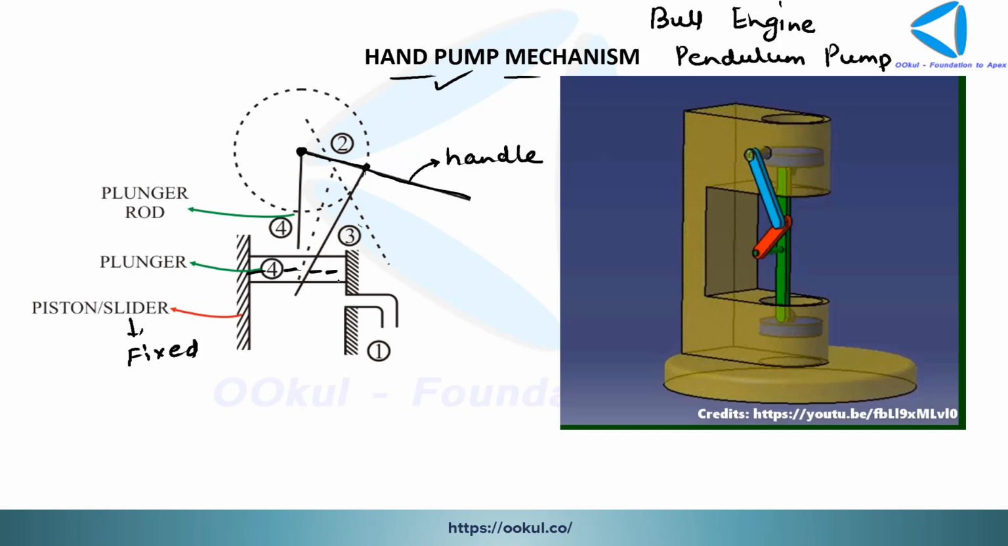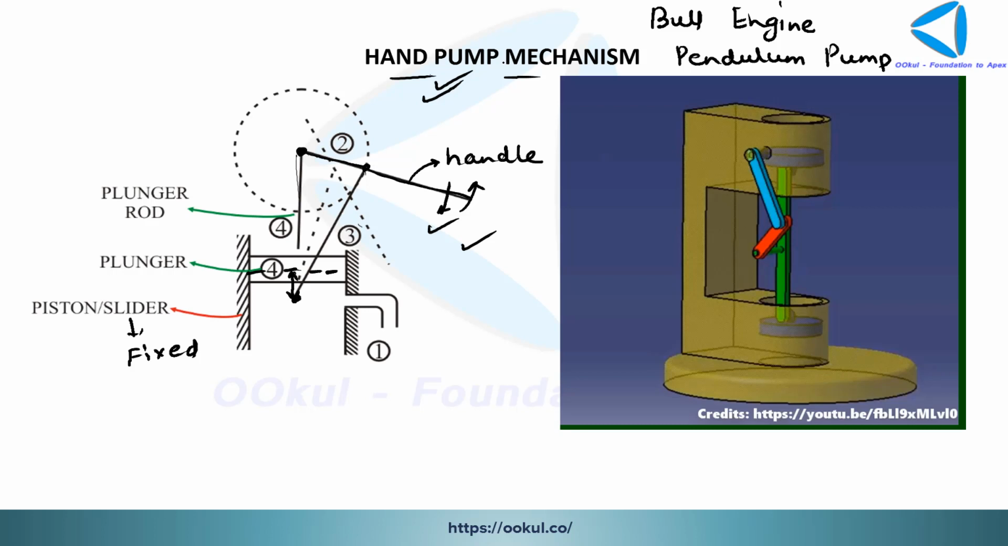And the plunger slides within the slider. This is your plunger, it slides within the slider, so it moves here and there. It basically does a reciprocating motion. Now when this handle is rotated downwards, what will happen? The plunger rod moves upward, so suction is created and the water comes out of the outlet. And when the handle goes upward, the plunger moves downward, suction is not created and the water does not come out. So this is a very important mechanism, known as the hand pump mechanism, or bull engine, or pendulum pump mechanism.